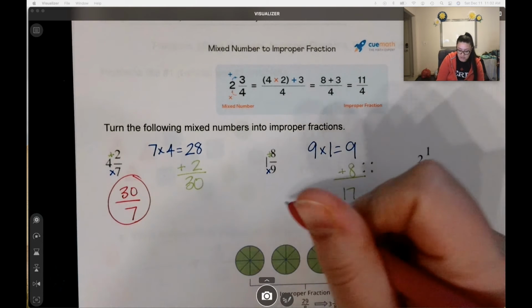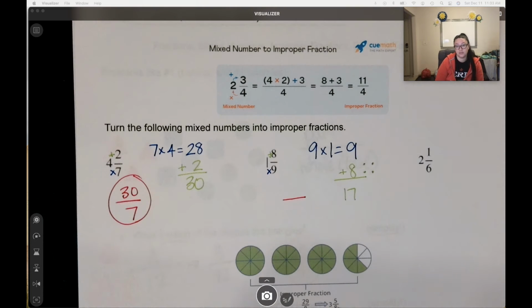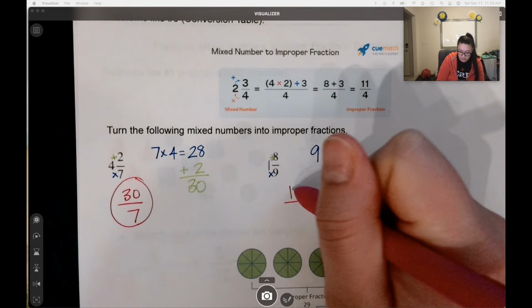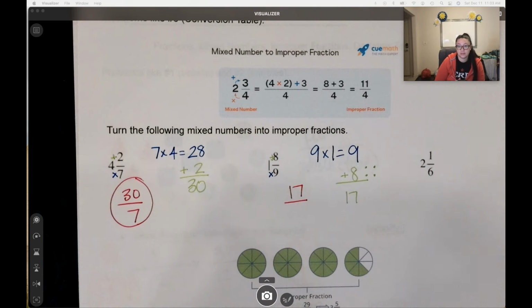Where does that 17 go on our new mixed number? 17 is going to be our numerator. And what's our denominator? It's going to stay 9.